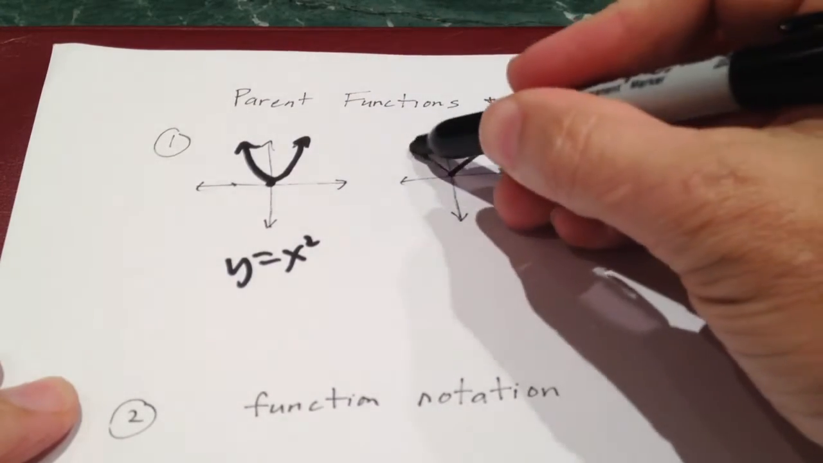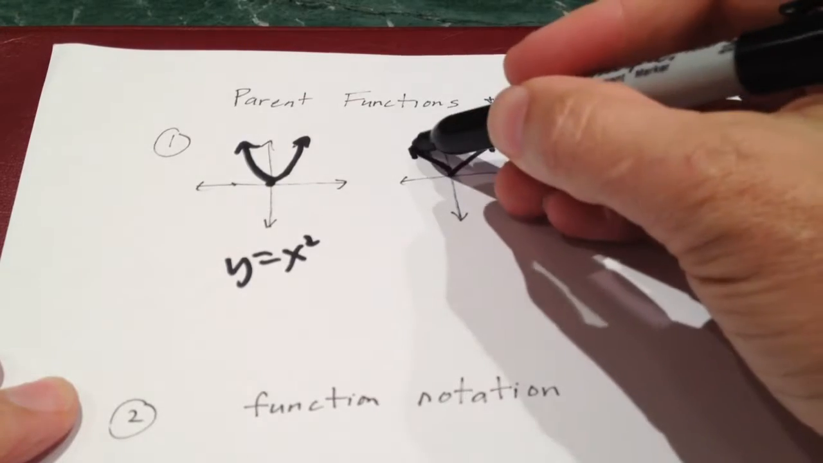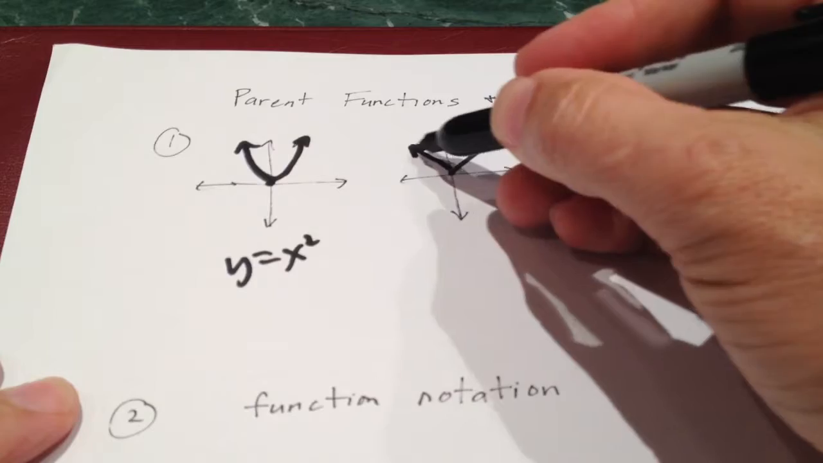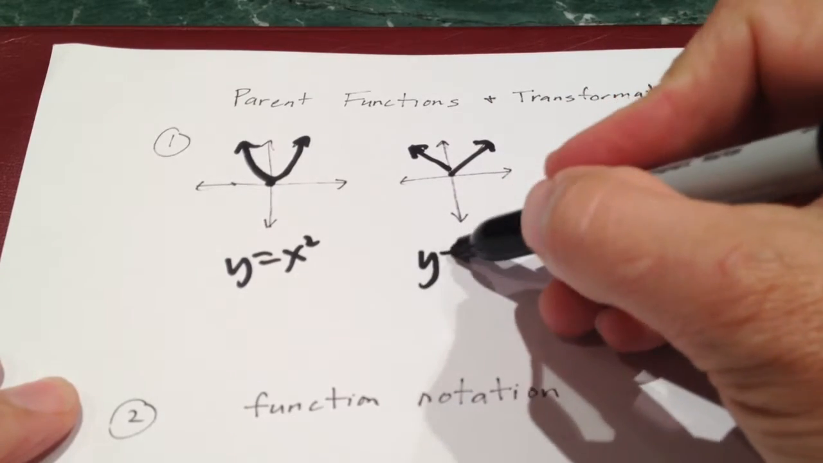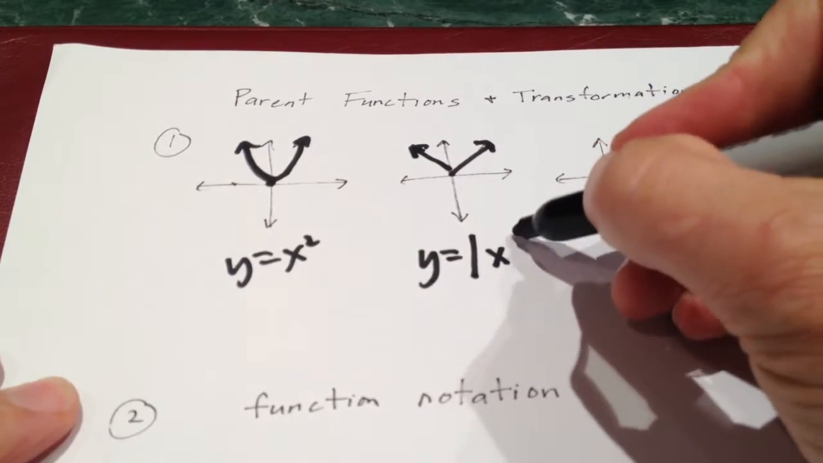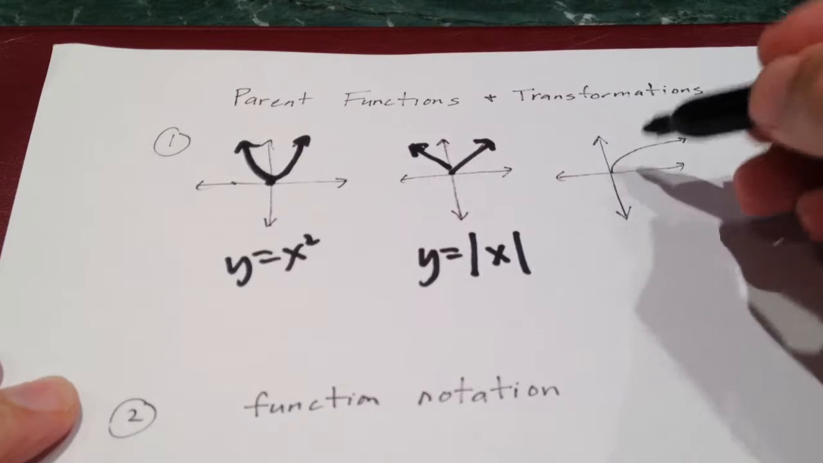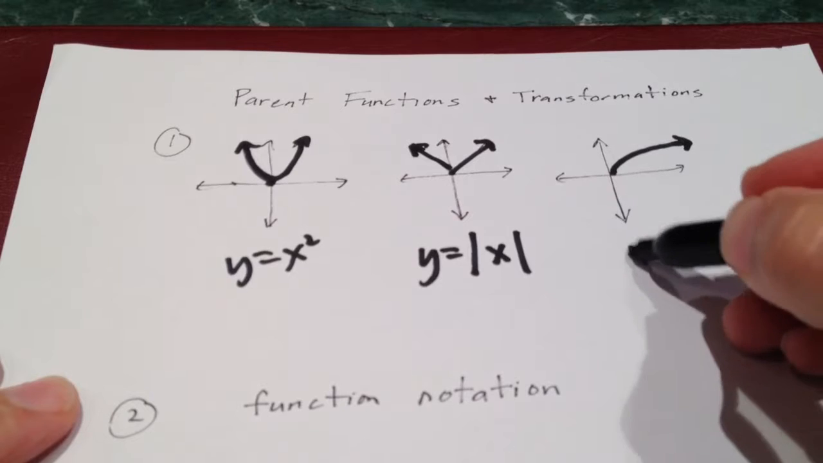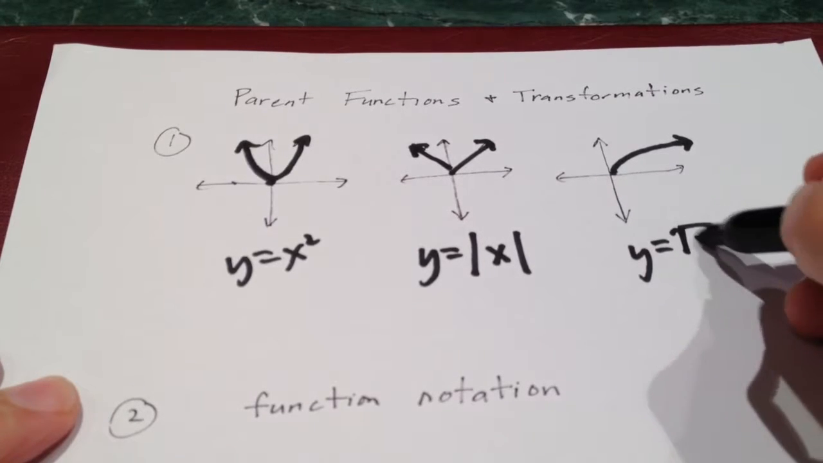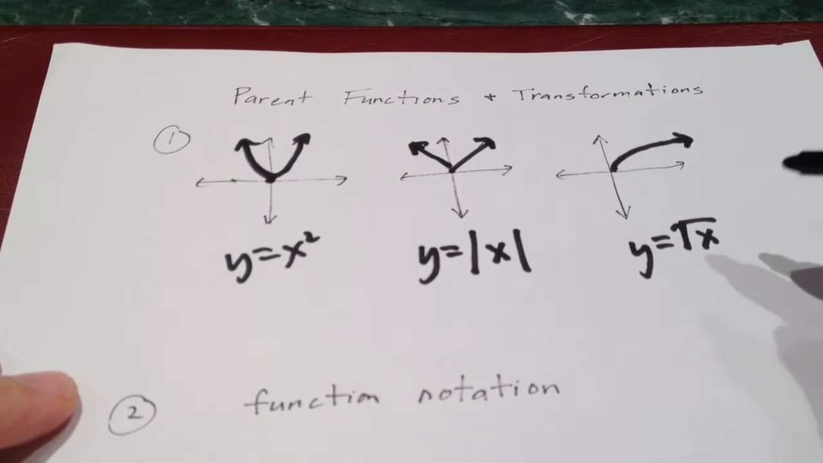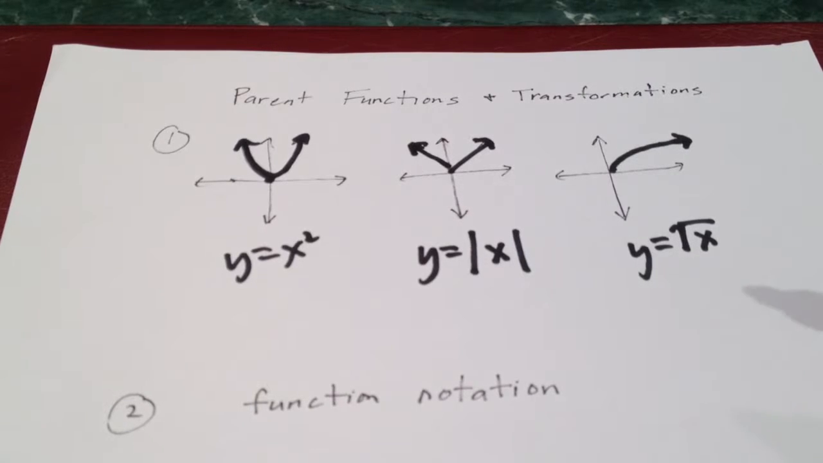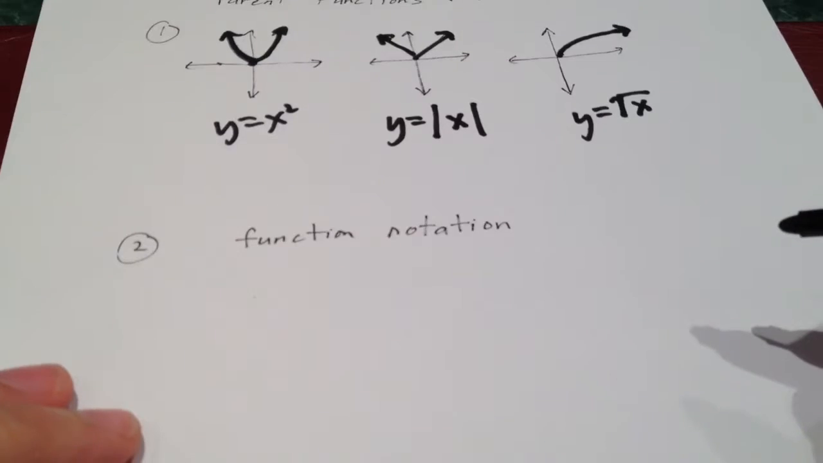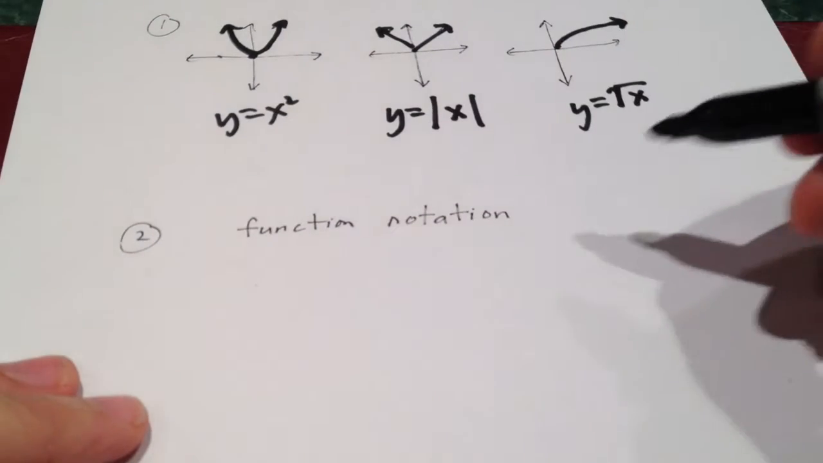This one is the absolute value parent function because all these negative values, negative 1, negative 2, negative 3 have all turned positive. So that's y equals absolute value x. And then finally this last one here is the positive square root function. So this is y equals the square root of x. These are all the parent functions because they're not decorated with anything added on or multiplied on or anything like that.